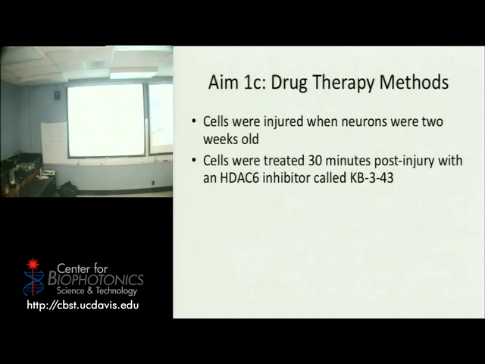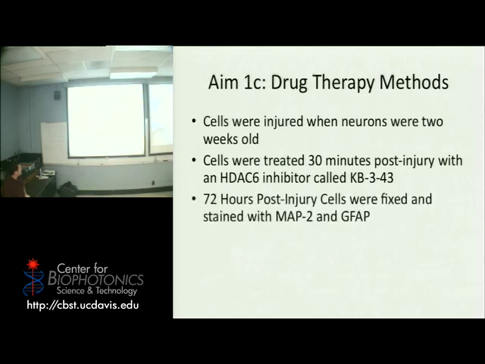So the vast majority, for the first like 20 years in our field, everybody would give drugs right away in their experimental design, and they would work great. And then they never worked in the field. And one of the reasons they never worked in the field is we never see patients in the first 5 minutes. We see patients, if we're lucky, in the first 30 minutes. The ambulance can certainly see a patient and inject a drug within 30 minutes. So we wait a period of time to make sure that we're looking at something we can do clinically. And the drug was called KB-343. Then 72 hours afterward, we fix the cells and stain them to count.